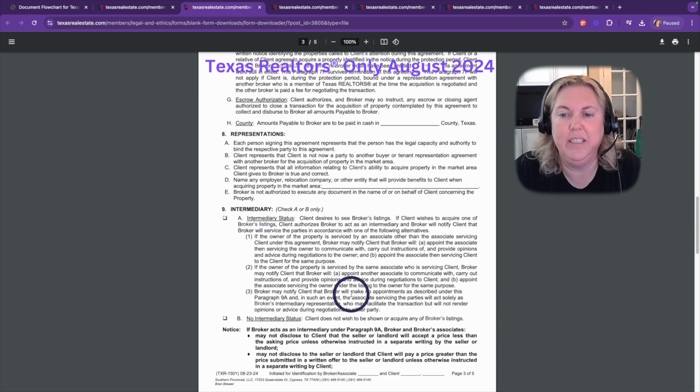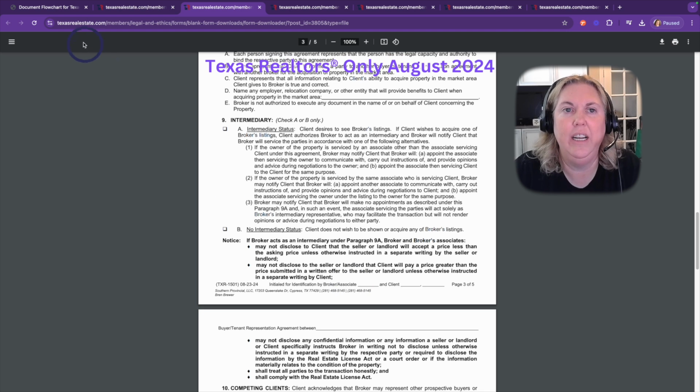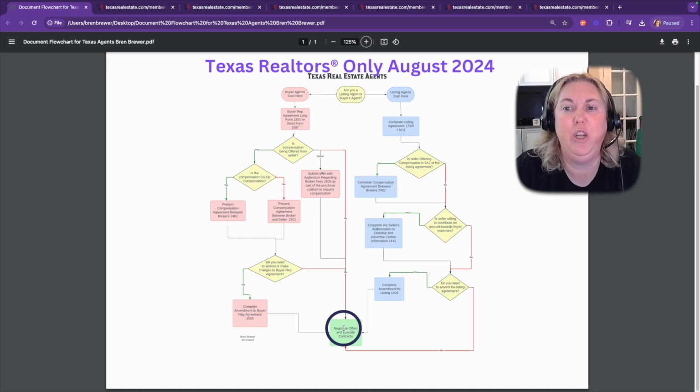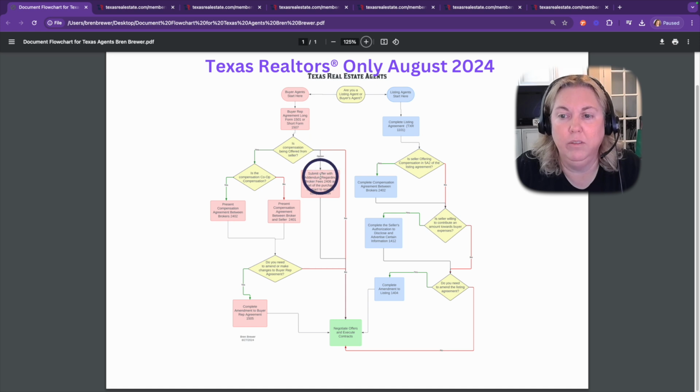So we have this. It's done. It's signed. Now what? So let's go back to our flow chart. We've got our representation agreement. It says, is compensation being offered from the seller? Yes or no? So if no, you can just negotiate offers and execute contracts because your buyer is paying you the compensation because you have a buyer rep agreement in place. Or when you're submitting offers, you can submit that with an addendum regarding broker fees.